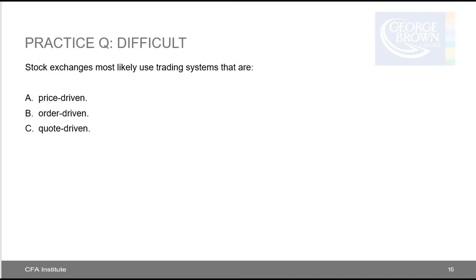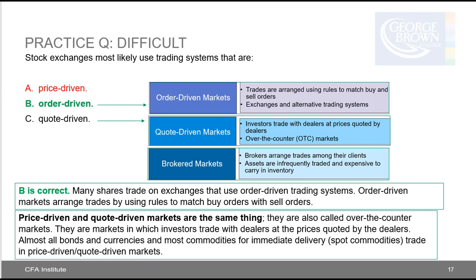So a quick practice question from the learning ecosystem. This was classified at the difficult level. Stock exchanges most likely use trading systems that are A, price-driven, B, order-driven, or C, quote-driven. So the correct answer is B. Stock exchanges most likely use trading systems that are order-driven. So I cut and paste from the previous slide.